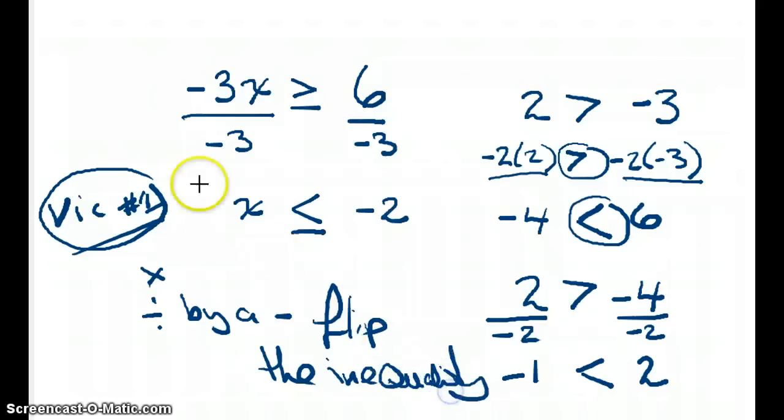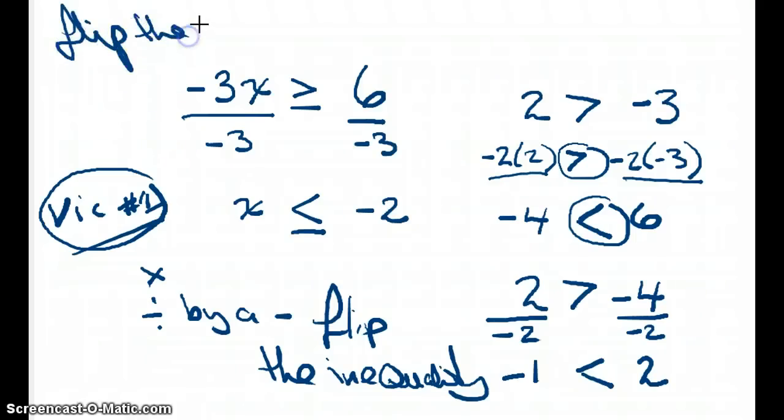And don't forget that. In fact, you might want to write it up at the top of your page every time: flip the inequality if negative. Okay? Something like that. Anything to remind yourself as you go through the problems. Because if you don't, you're going to be upset. Now, there is a way to check our work.